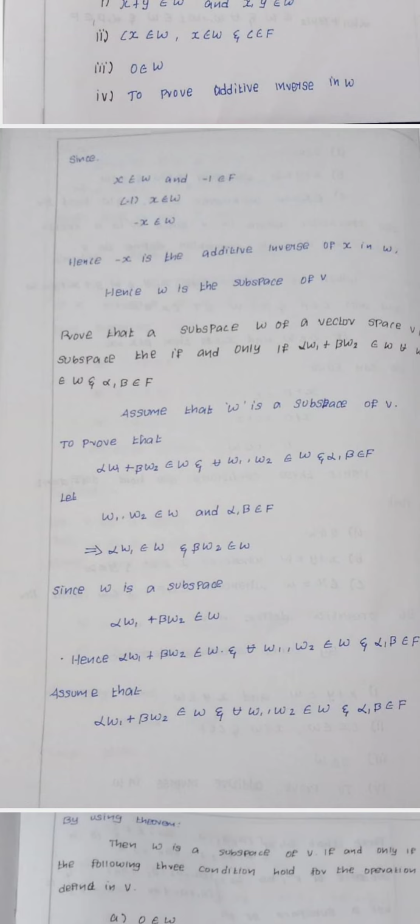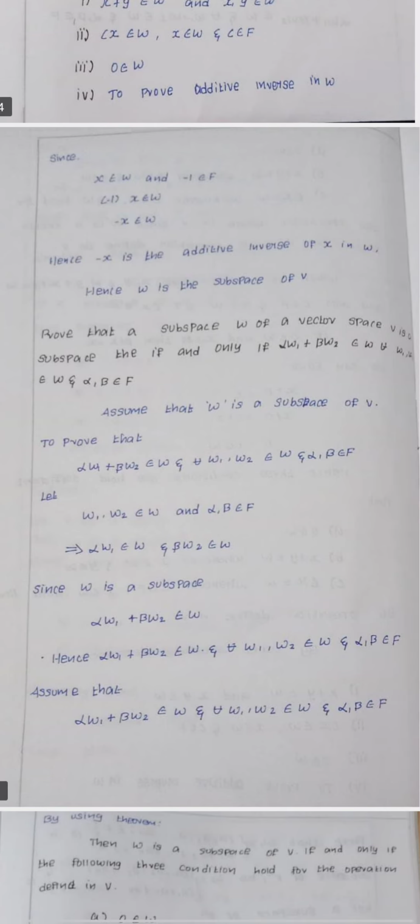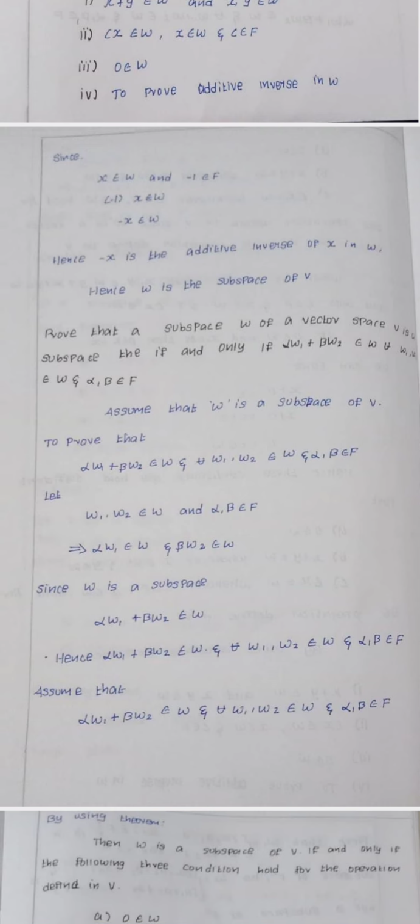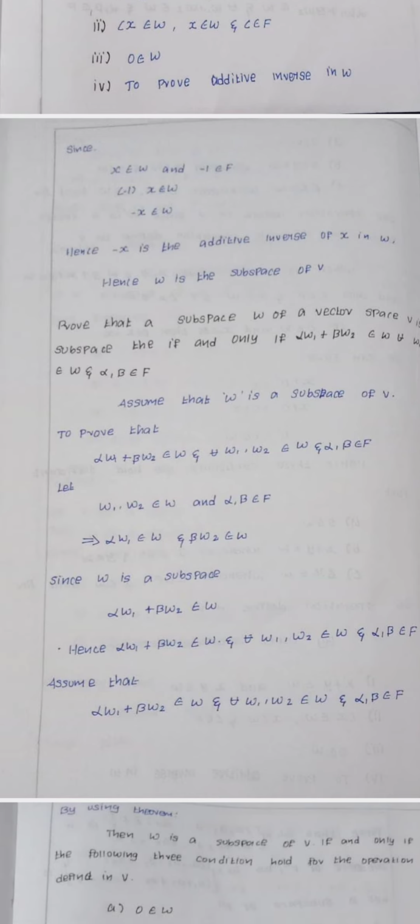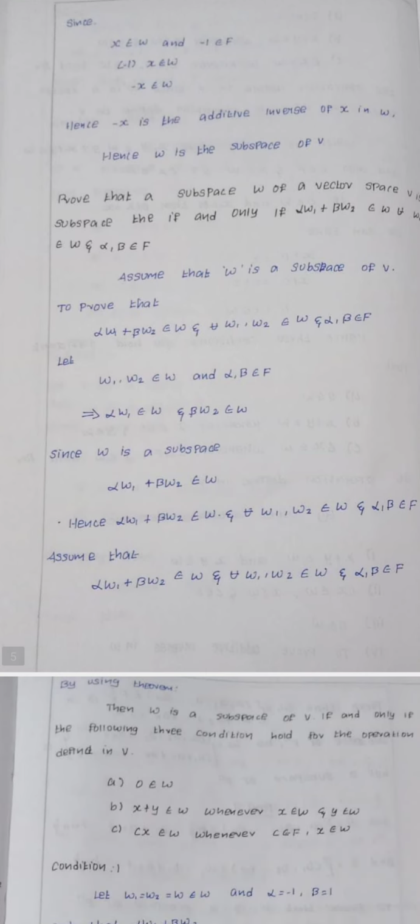And the next theorem: prove that a subset W of a vector space V is a subspace if and only if alpha W1 plus beta W2 belongs to W for all W1, W2 belongs to W and alpha, beta belongs to F. Assume W is a subspace of V. So we have to prove the if and only if conditions. So assume W is a subspace of V and we have to prove that alpha W1 plus beta W2 belongs to W. So we can take W1, W2 belongs to W and alpha, beta belongs to F.